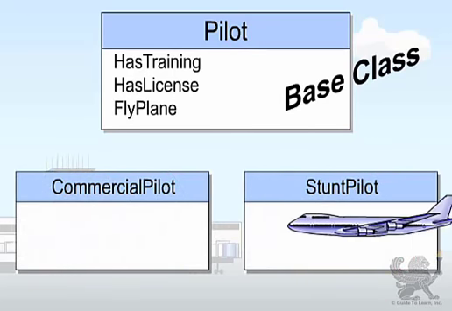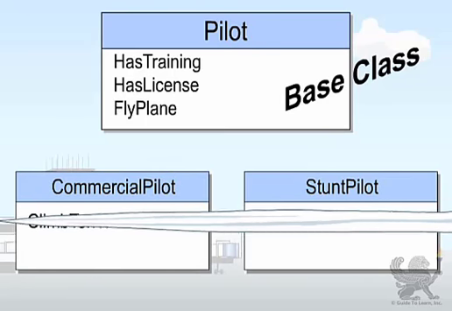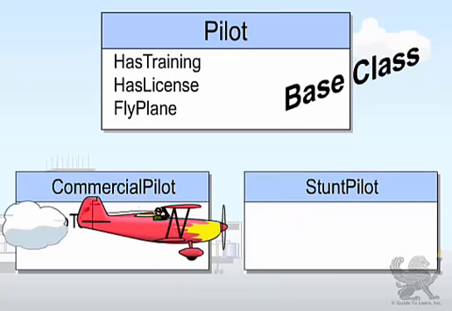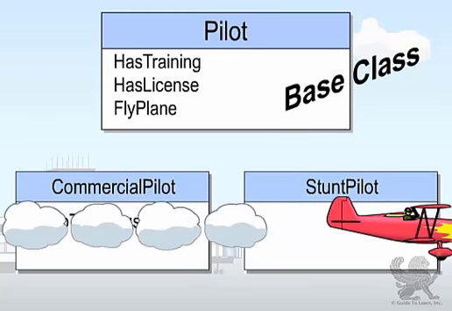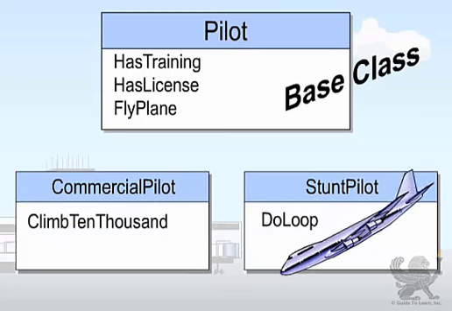The commercial pilot class can perform all methods of the base class pilot, in addition to the climb 10,000 method. The stunt pilot class can perform all methods of the base class pilot, in addition to the do loop method. So can commercial pilot perform a loop?